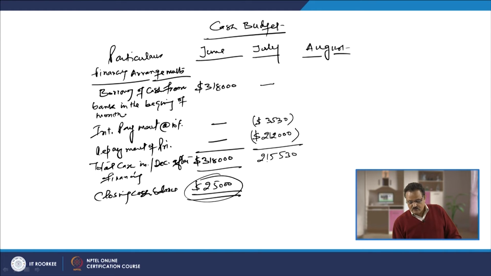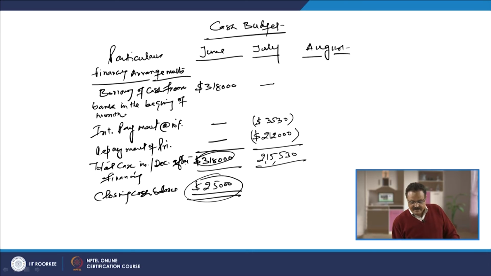This amount works out as 215,530 rupees, which we have paid back to the bank, where 212,000 is the principal amount and 3,530 is the interest. So the total amount works out as 215,530 rupees, which we are returning back to the bank. So from this figure of 318,000 borrowings, we have returned by the end of July 212,000. So the balance of 106,000 is left in the month of August.